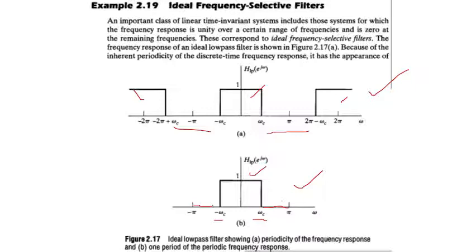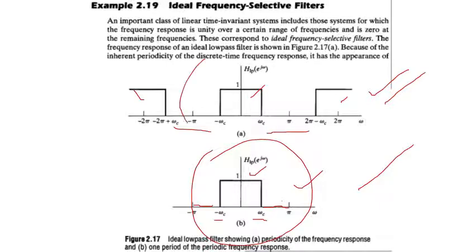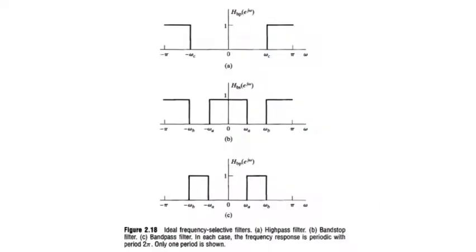This is the stop band. So in an ideal frequency selective filter, the pass band has a magnitude of 1, the stop band has a magnitude of 0. So this is a low pass filter with periodicity. This is a low pass filter for only one period. This is only this portion. Okay, let's move on to the next slide and see some other filters.